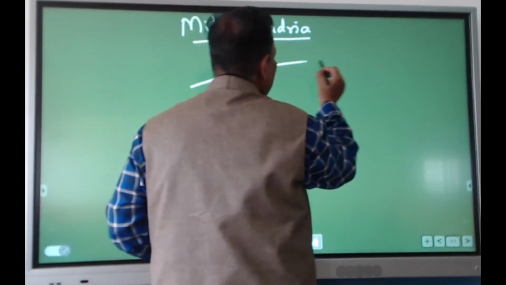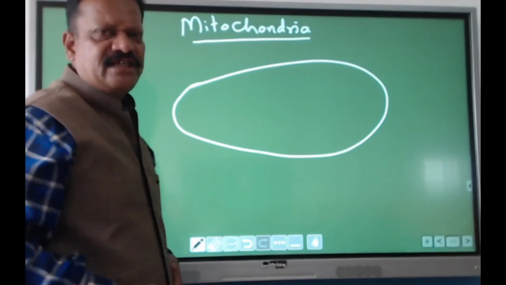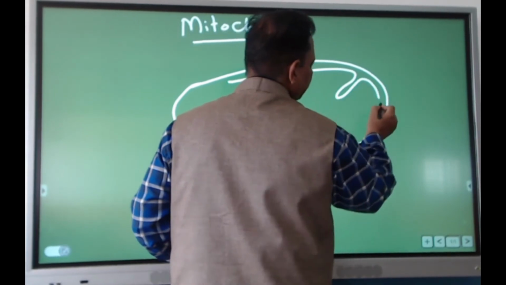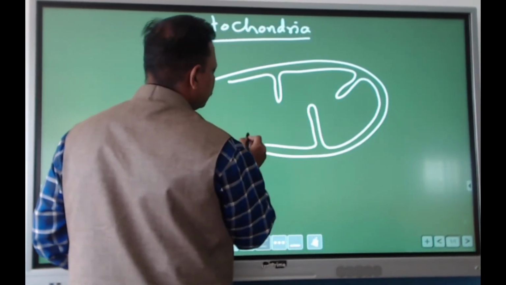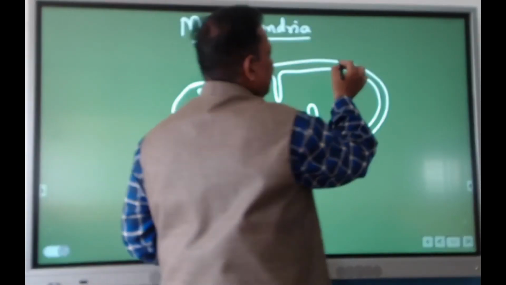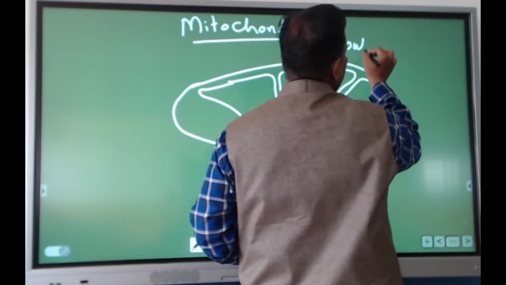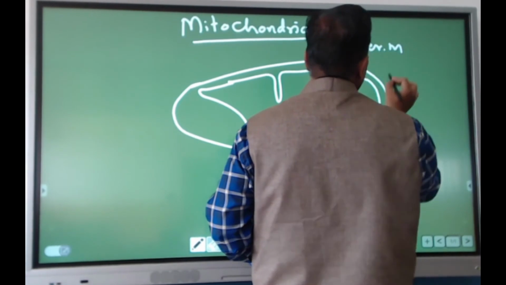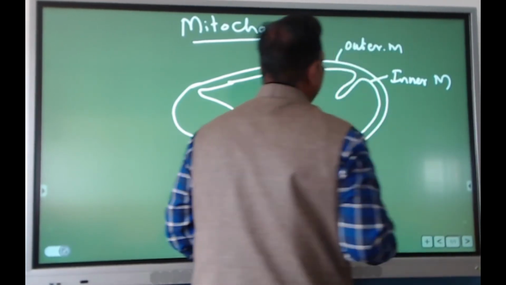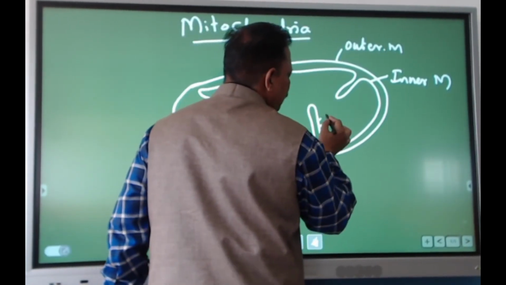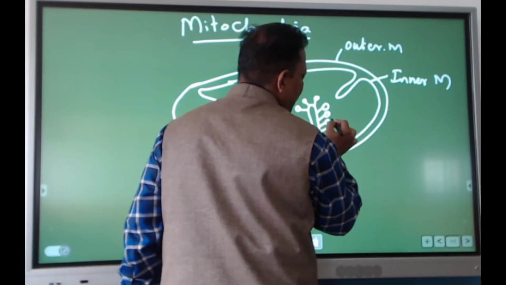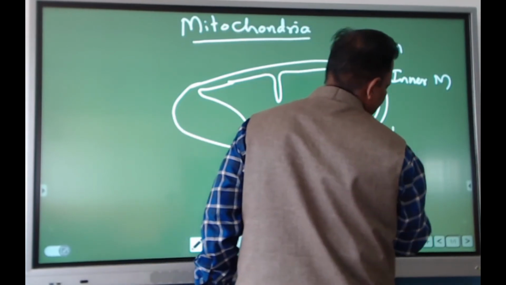Now the mitochondria, when we take it, is also elliptical in shape and has a double membrane structure. Just see. So in this way, the mitochondria I am showing, this is the outer membrane and this is the inner membrane, and it contains small projected bodies that are bulbous at the tip, and you call them Racker's particles.